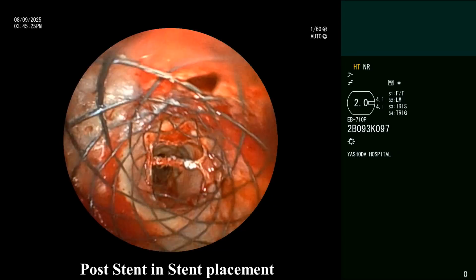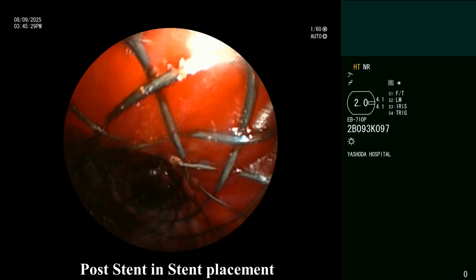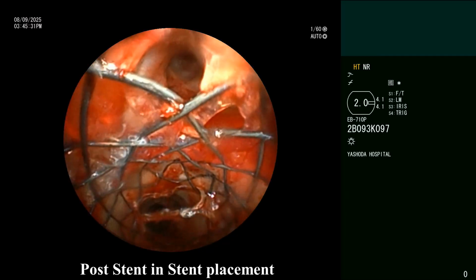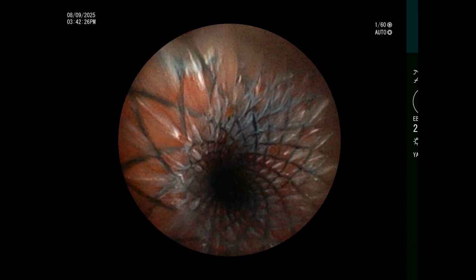So once it is done, now you can see that the airway is almost completely recanalized, and the patient was then extubated on table. Later, after around 2 hours, the patient was relieved from ECMO and the patient was able to vocalize, and the next day the patient was able to walk around, and then the patient was discharged in a stable state for further palliative care.